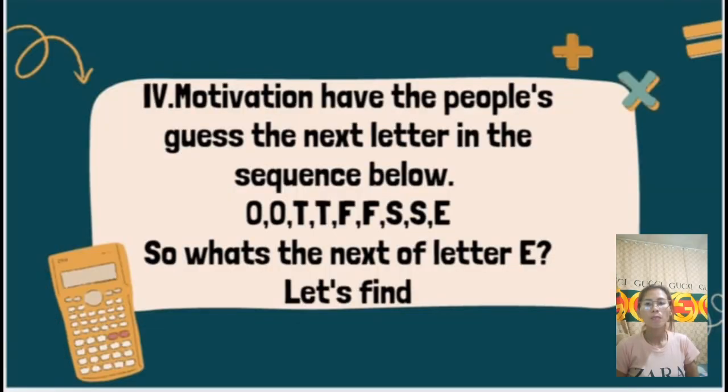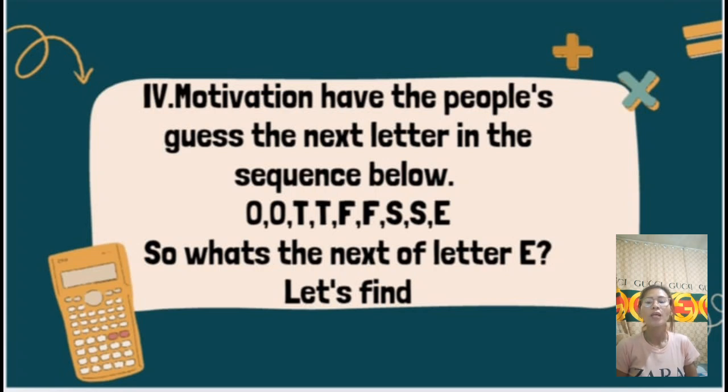So, let's move to motivation. Have the pupils guess the next letter in the sequence below. So, O, O, T, T, F, F, S, S, E. So, what is the next letter?